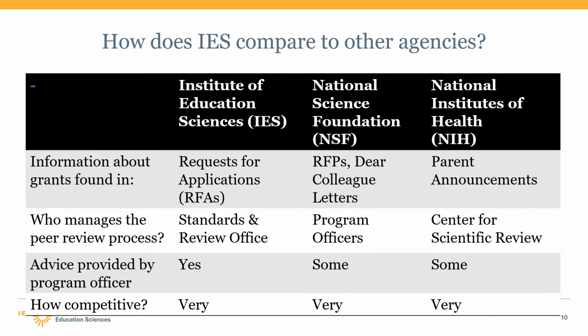IES and NIH are similar in that we have independent scientific review offices that are separate from the program offices. Because of this, we are allowed to provide technical assistance to applicants. At NSF, the program officers manage the review process, so this limits the amount of technical assistance they can give applicants since they are directly involved in the review process.